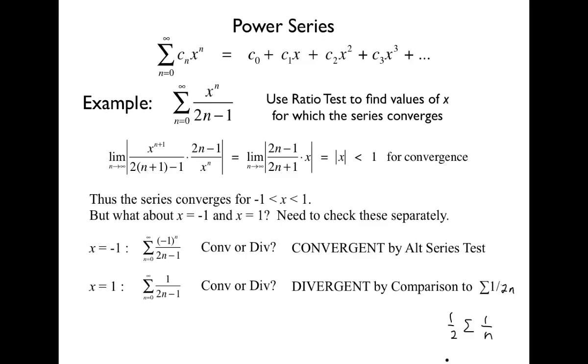Okay, are we good? Are we okay? So therefore we know exactly for what x values this converges and diverges now. We knew it was between -1 and 1, and now we're also going to include -1, but we're not going to include 1 because it's divergent at 1. So we say the interval of convergence is -1 less than or equal to x less than 1.